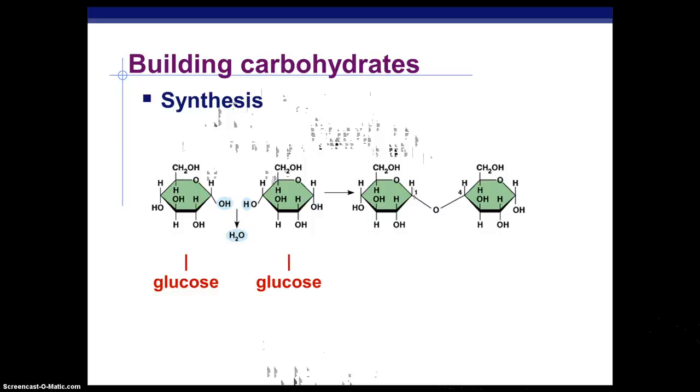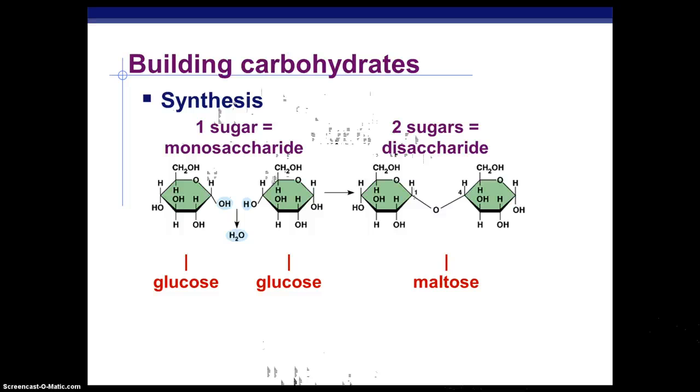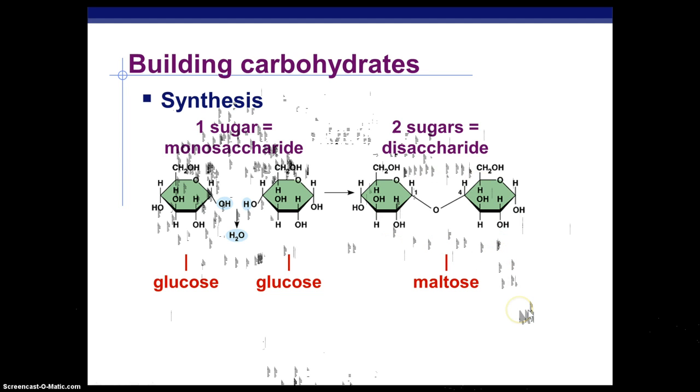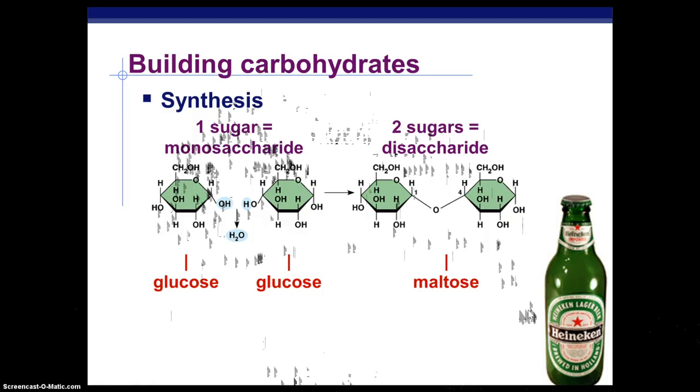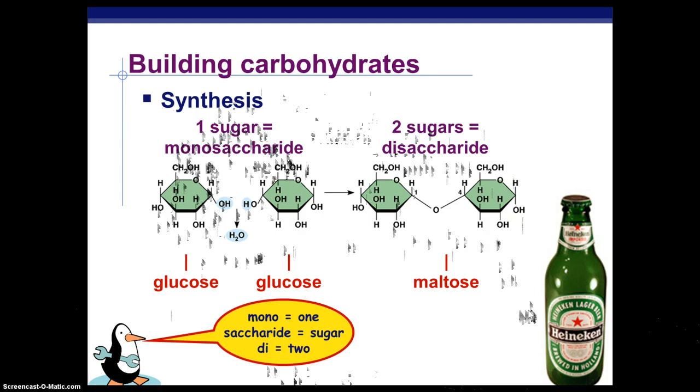When we're building carbohydrates, we can have different numbers of sugars put together. Say you just have one single glucose molecule. Another word we can call that is monosaccharide. The prefix mono means one, and saccharide means sugar, so this means one sugar. If we take one glucose and another glucose and put them together by dehydration synthesis, we get a disaccharide. Di means two, saccharide means sugar. Maltose is a disaccharide made up of two glucose molecules put together. And that's what you put in beer.